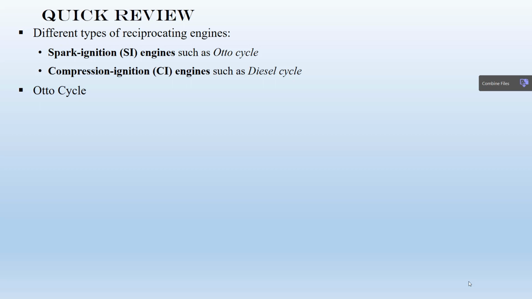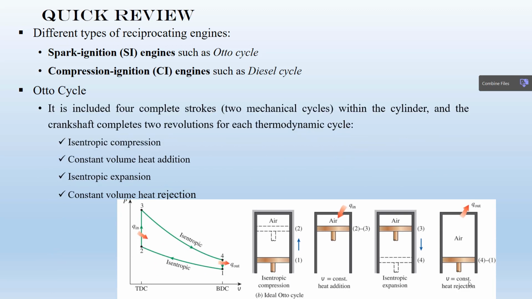For the Otto cycle, if you remember, it has four steps. It includes two isentropic steps and two constant volume steps. The first step is an isentropic compression. V1 is the Vmax in the process, V2 is the minimum volume in the process, and process 1 to 2 is the isentropic process.